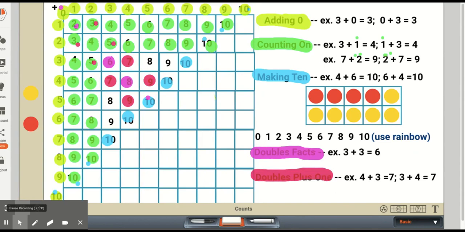Another strategy for our first graders is the doubles plus 1. Now, this strategy can't be used until the students know their doubles facts, but once they do have their doubles facts down, doubles plus 1 would be, for instance, if the add-ins are 4 plus 3, they can be thinking of this as 3 plus 3 plus 1 more. So 4 plus 3 would be equal to 3 plus 3, which equals 6, plus 1 more equals 7.